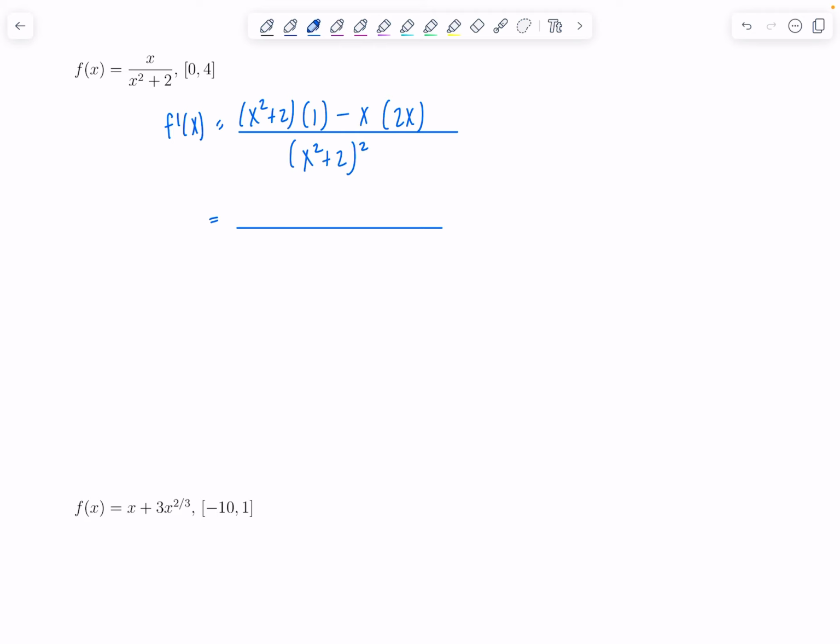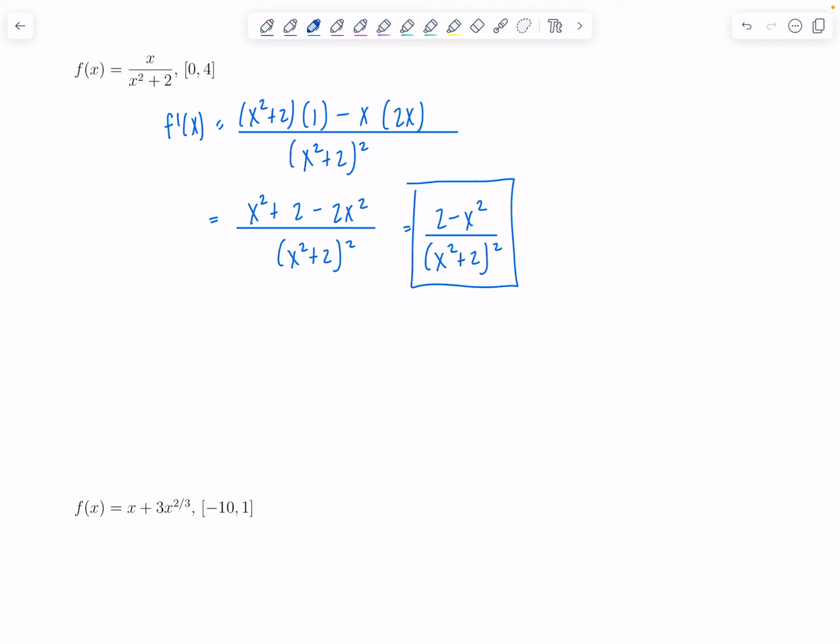So what's this going to be? x squared plus 2 minus 2x squared over x squared plus 2 squared. Didn't need such an aggressively long fraction bar. Okay, beautiful. So then this is going to be what? Positive 2 minus x squared over x squared plus 2 squared. There's my derivative. Okay, perfect.